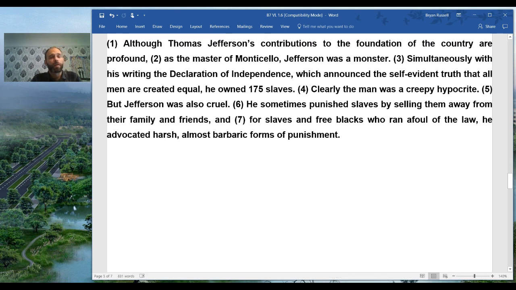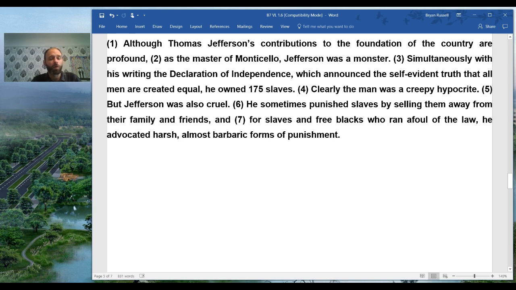So this argument says, although Thomas Jefferson's contributions to the foundation of the country are profound, as the master of Monticello, Jefferson was a monster. Simultaneously with his writing the Declaration of Independence, which announced the self-evident truth that all men are created equal, he owned 175 slaves. Clearly, the man was a creepy hypocrite.